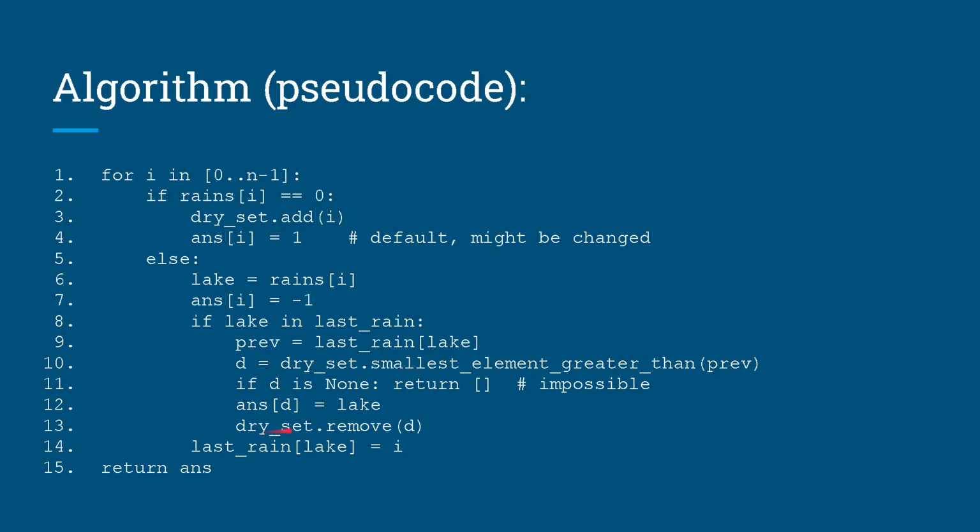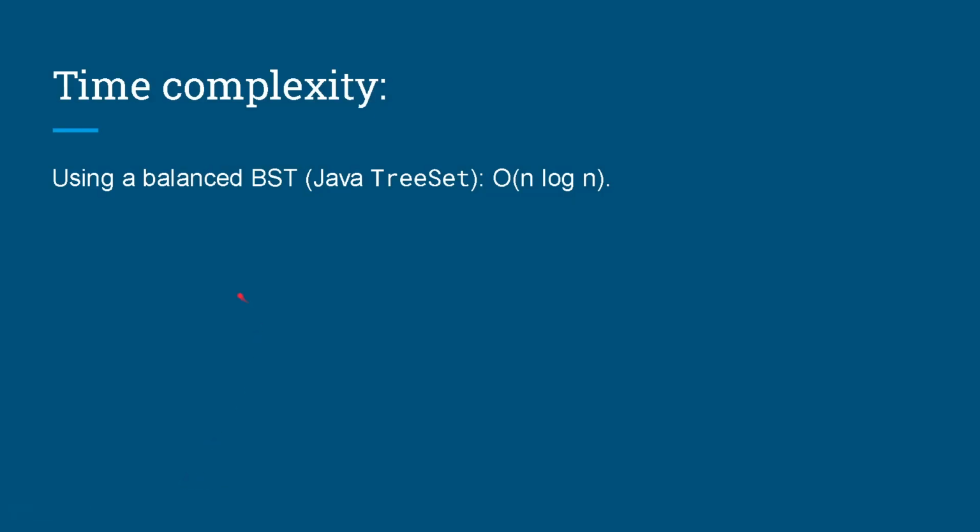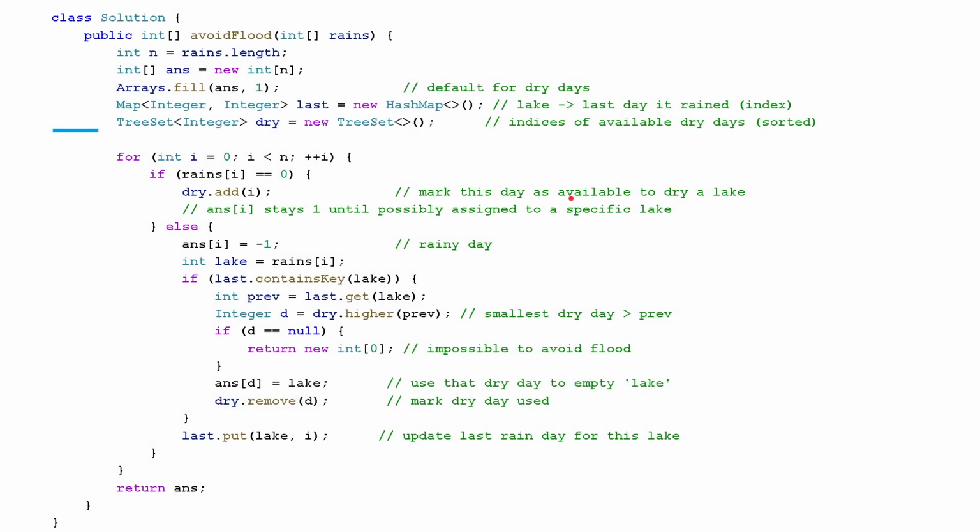And you have to remove this D from the dry set, and you will update the last rain lake equal to I. Now you have to update the ith day in the last rain, and then finally you will return the answer. This is very simple, guys. I hope you understand this. In this case, if you are using Java, you will take O of n log n as a complexity. If you're a Java developer, it's very easy to implement here.